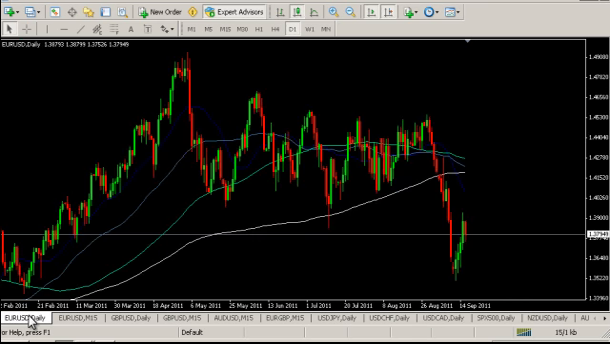Switching to the majors, so the euro had a bit of a rally this week, up off its lows, especially early on in the week, came off a bit on Friday.